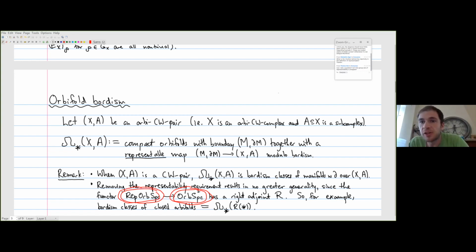Isn't the group 0 if representability is dropped? I don't believe so. I mean, it's definitely bordism classes of closed orbifolds. If, for example, you used oriented orbifolds, it's definitely non-zero.